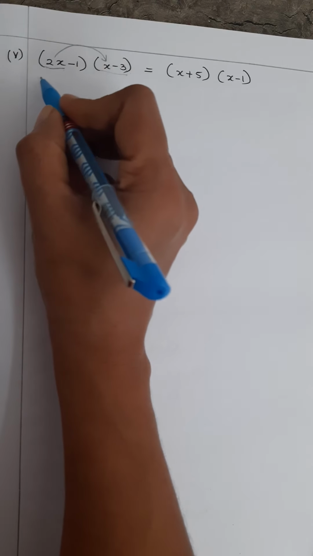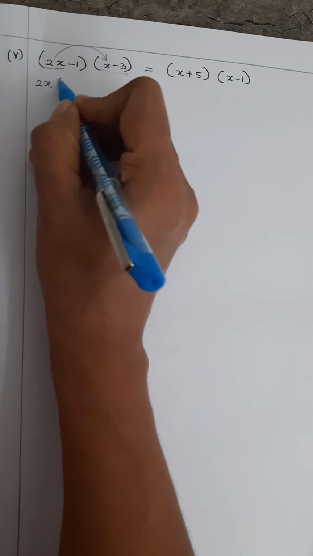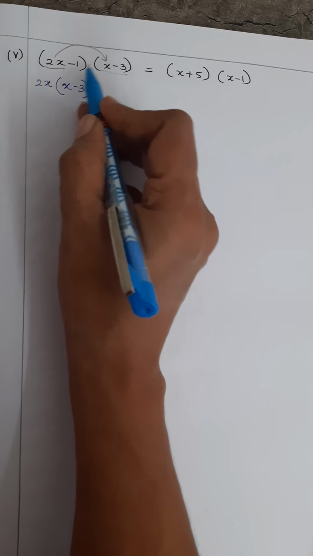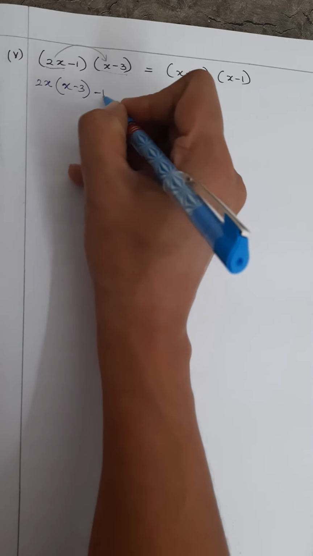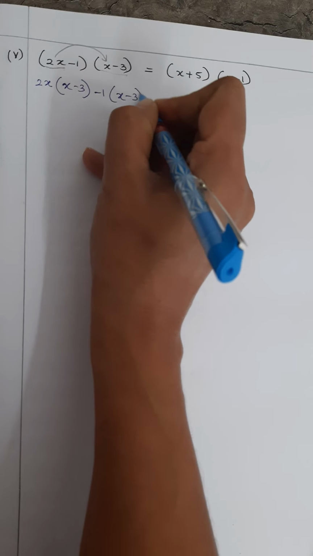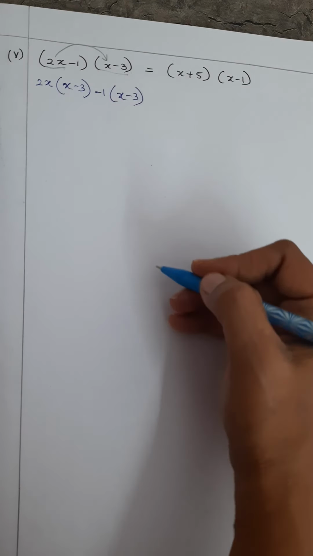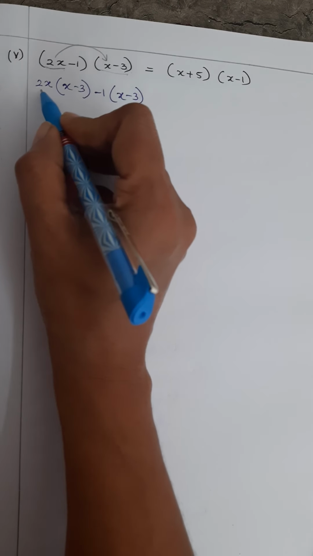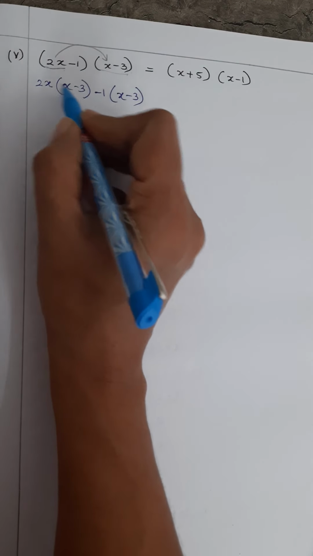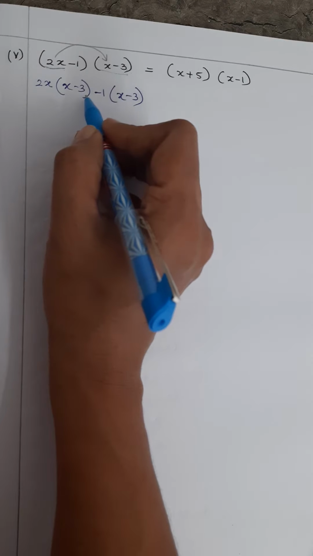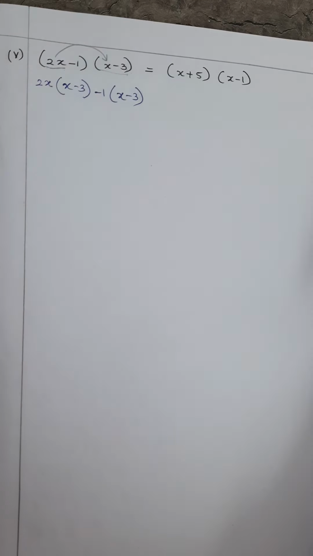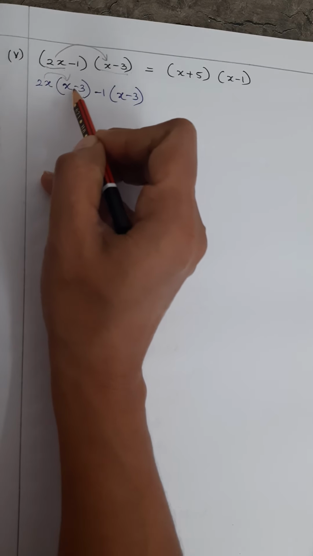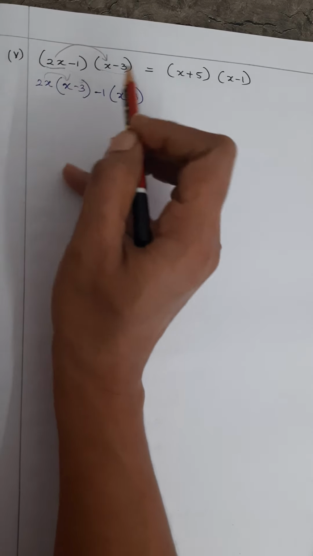Okay, so how can we write this? 2x into (x - 3) and then what do we have? Minus 1 into (x - 3). Let's finish up the left hand side and then we'll do the right hand side. So 2x into (x - 3), again a bracket is there, so we have to remove the bracket and multiply. First we'll multiply 2x into x and then 2x into minus 3.